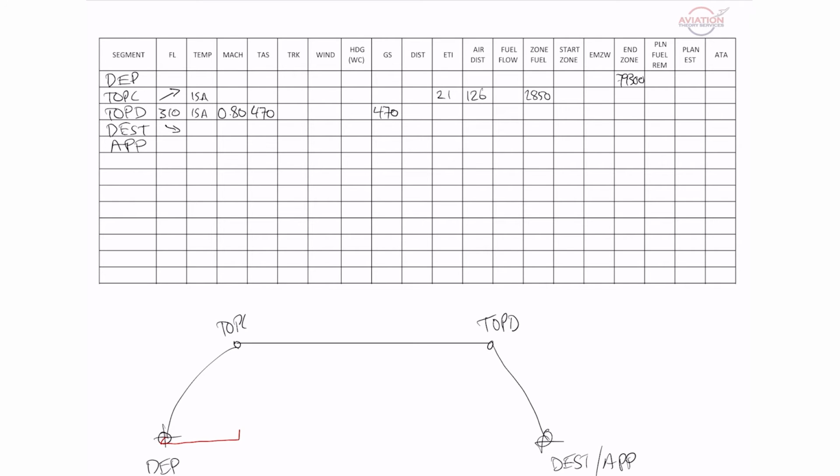Now, given that there's no wind, the ground distance is going to be the same as the air distance. So the distance column there is your ground distance, and the column over here is obviously your air distance, as the name suggests. Because we have a brakes release weight and we have a climb fuel figure, means we know our top of climb weight. So I'll fill that in here.